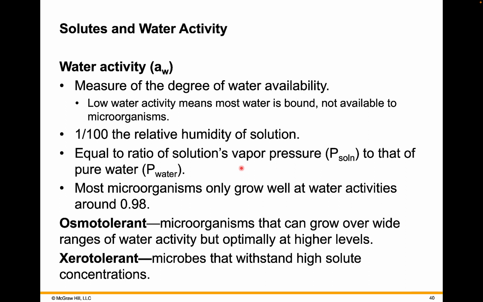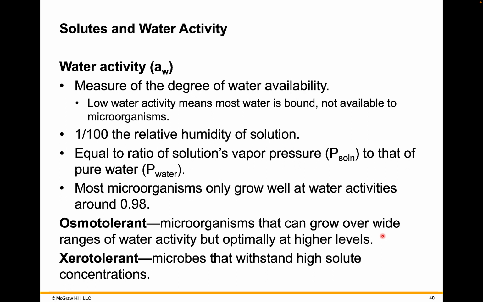On the other hand, you can easily see the osmotolerant microorganisms that can grow over wide ranges of water activity, but optimally at higher levels. Staphylococcus aureus is one of them, because Staphylococcus aureus can even grow on our skin. From the sweat and other sources, we have a good amount of salt concentration on our skin, and the Staphylococcus can withstand that extra amount of salt.